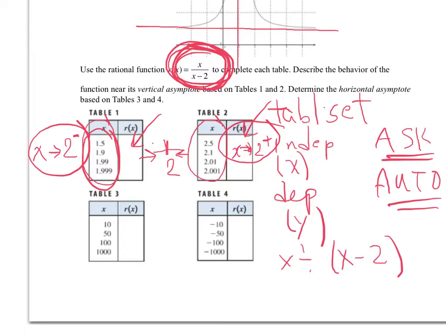In tables 3 and 4, we're actually allowing x to grow without bound. And so in table 3, we see that x is getting big in a positive sense, so we're approaching infinity. In table 4, x is getting big in the negative sense, and so we're approaching negative infinity. So you want to see what the end behavior is for this, and of course that will tell you what the horizontal asymptotes are. So work that out and make sure that you can figure those out and make your conjecture about what the vertical and horizontal asymptotes are based on those tables.